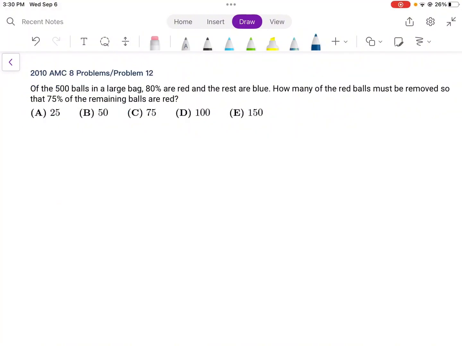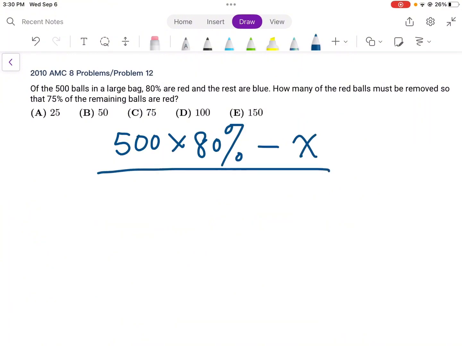To calculate how many of the red balls must be removed so that 75% of the remaining balls are red, we use the total number of balls, 500, multiplied by 80% to get the initial red balls, and then we subtract x, the red balls that need to be removed, and we divide that by the total number of balls after we remove, that's 500 minus x, and that would equal 75%.